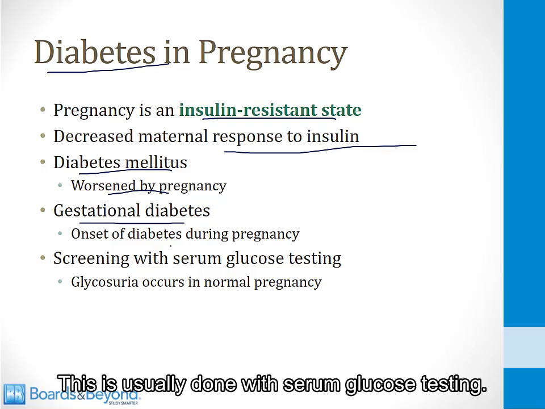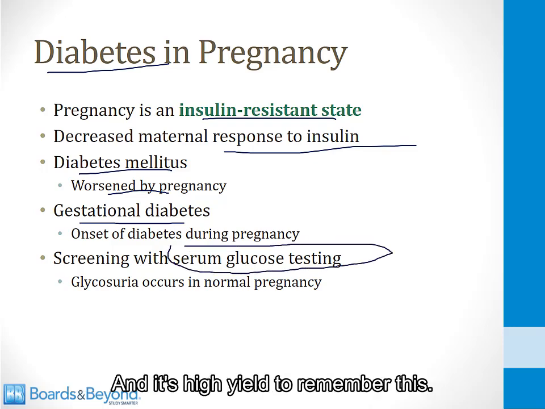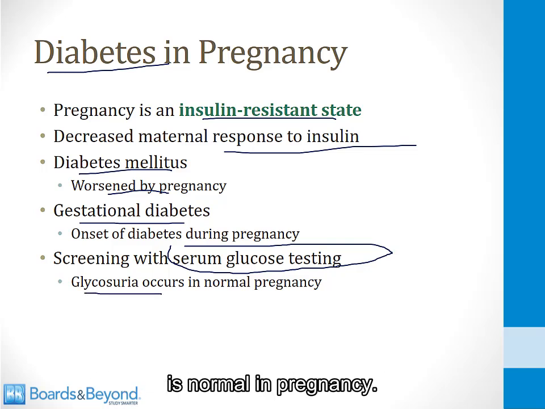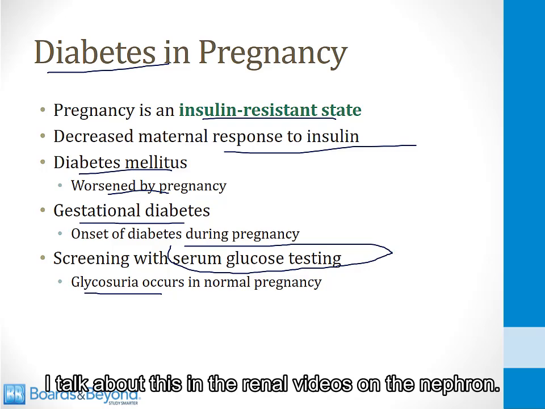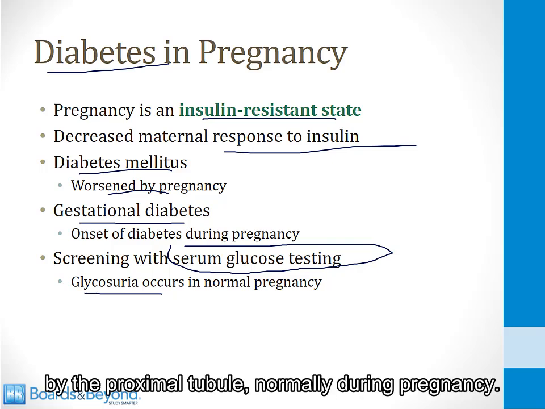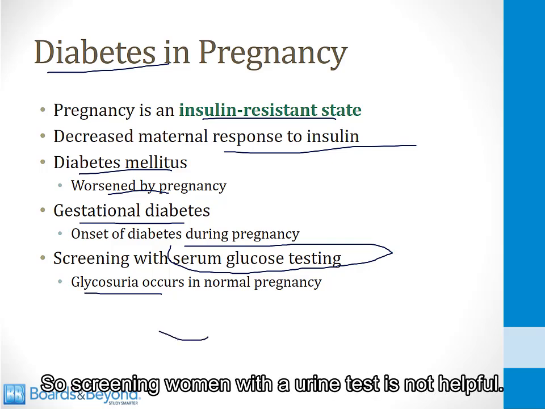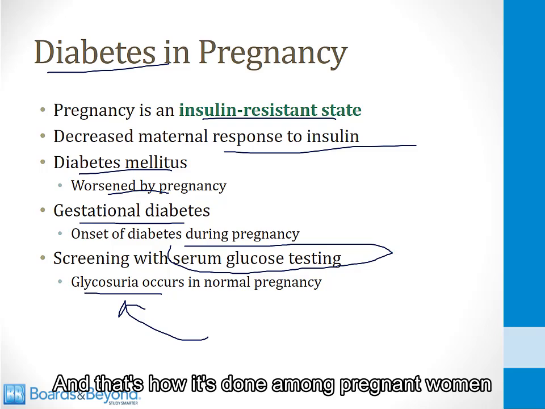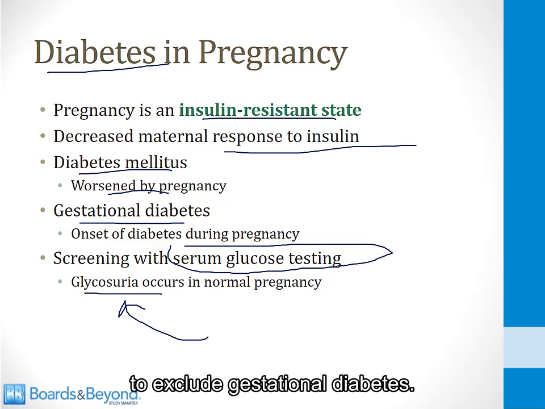This is usually done with serum glucose testing, and it's high yield to remember this. Glycosuria, meaning glucose in the urine, is normal in pregnancy. I talk about this in the renal videos on the nephron, but there's less reabsorption of glucose by the proximal tubule normally during pregnancy. So screening women with a urine test is not helpful. You have to do serum testing, and that's how it's done among pregnant women to exclude gestational diabetes.